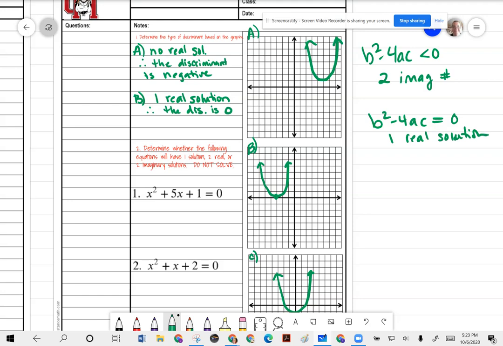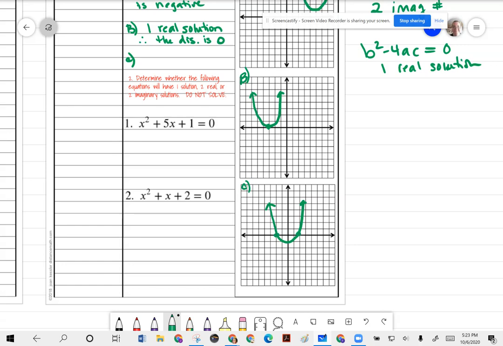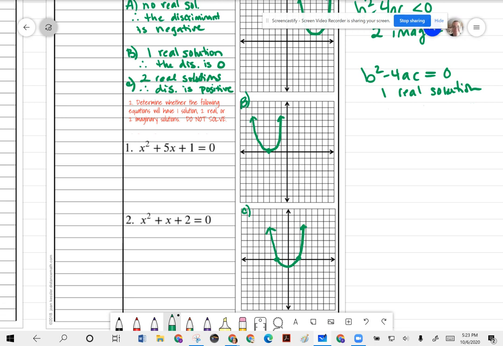Okay, so now let's take a look at C. Notice that we have two intersecting points on the x-axis, which means there are two real solutions. So when you have two real solutions, your discriminant is positive. We don't know what the exact value is. We just know that the discriminant is going to be positive, because if you have b squared minus 4ac and it's greater than 0, you have two real solutions. And remember what those solutions look like on a graph. They are intersecting the x-axis.